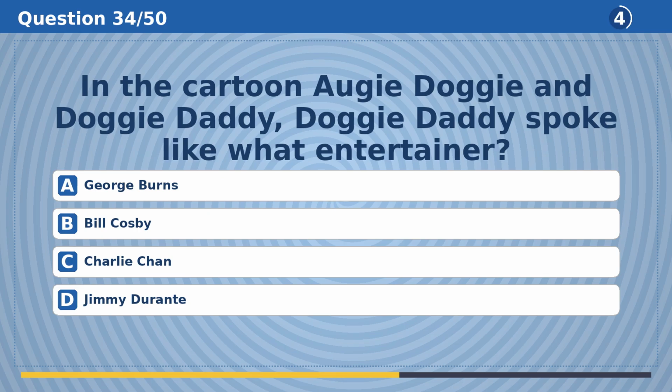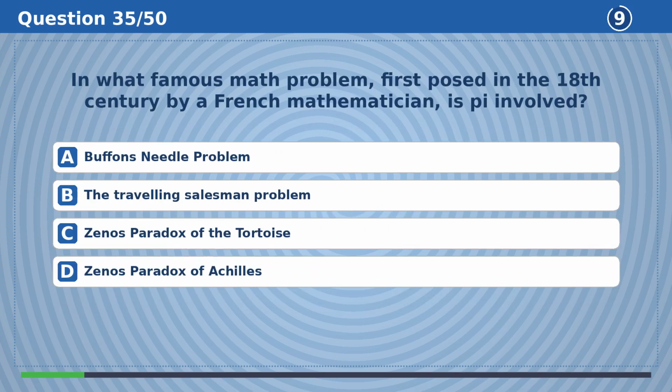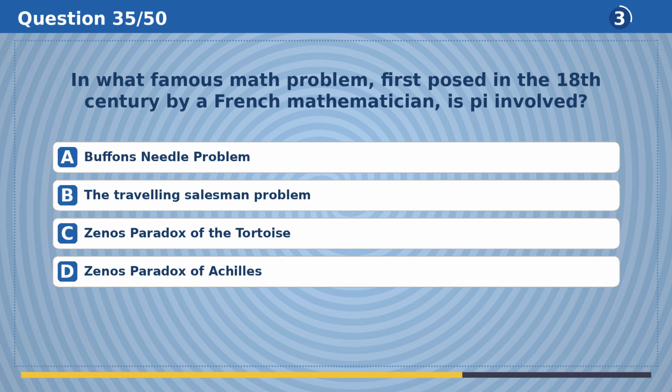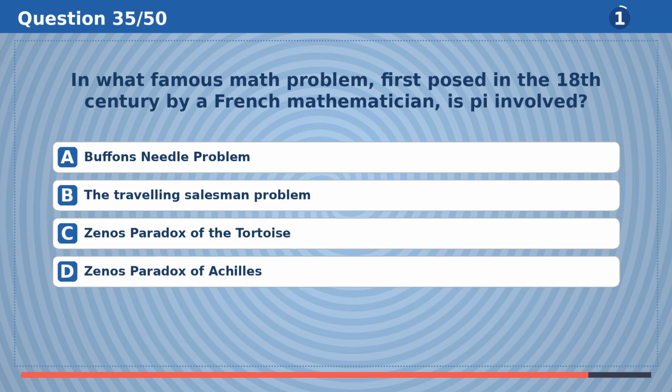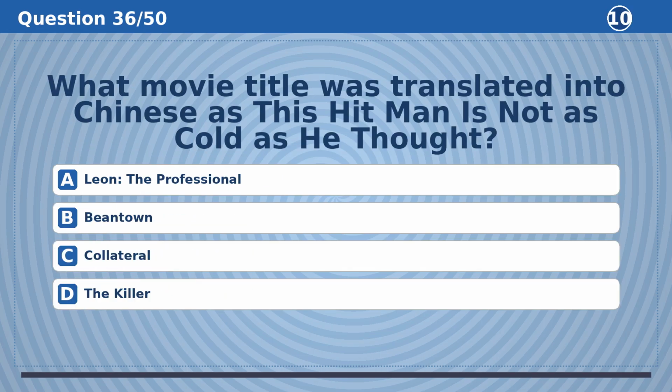In the cartoon Augie Doggie and Doggie Daddy, Doggie Daddy spoke like what entertainer? The answer is D, Jimmy Durante. In what famous math problem, first posed in the 18th century by a French mathematician, is pi involved? The answer is A, Buffon's needle problem.